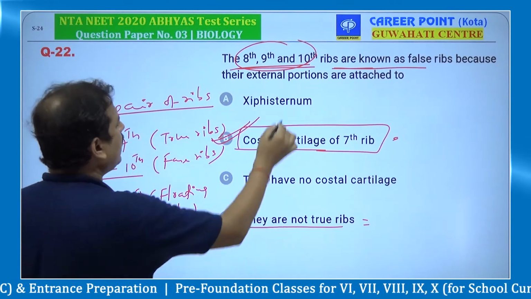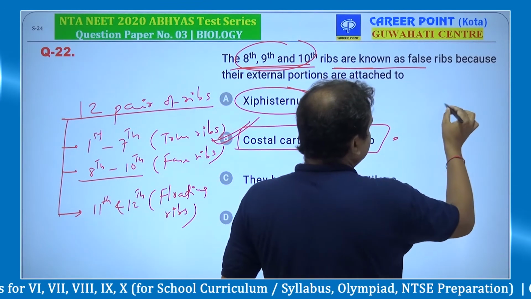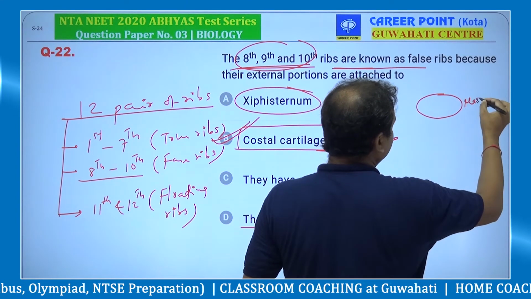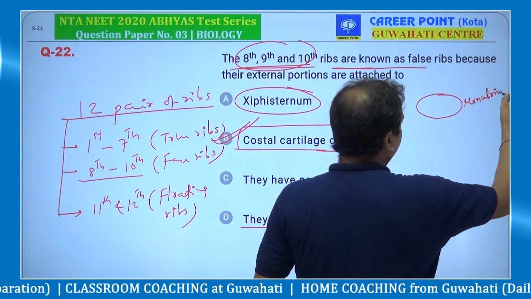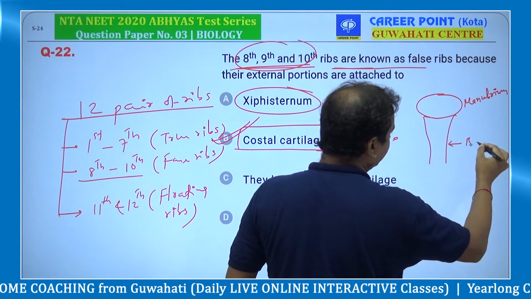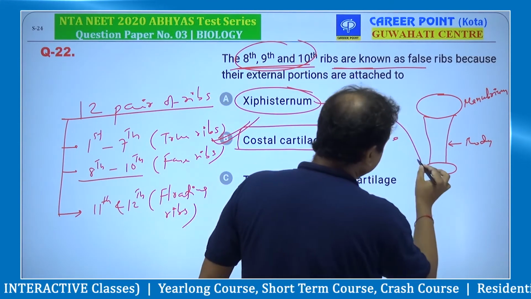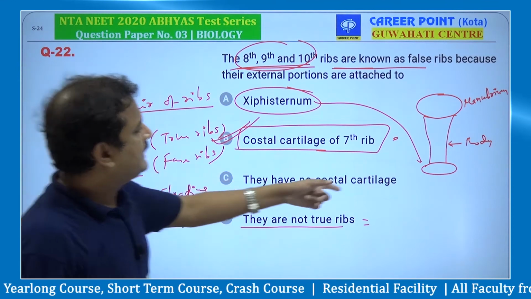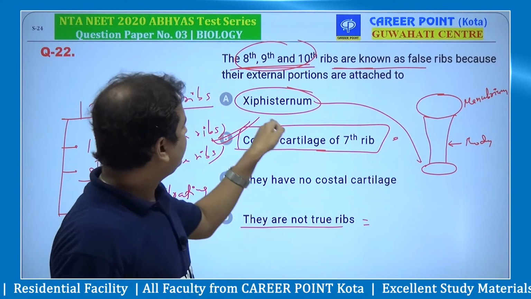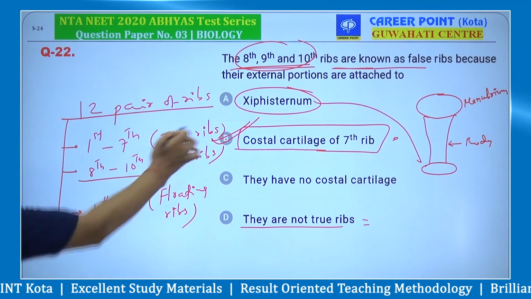Clear? Now you should know about the xiphisternum. What is xiphisternum? Please remember, the sternum has 3 parts. This is the head part, that is called manubrium. Please remember, manubrium. Then this is the body part. And finally, this part is called xiphisternum. So xiphisternum is the lower part of the sternum. The lower part is called xiphisternum, the head is called the manubrium and the middle portion the body. Clear? So the answer here is B.